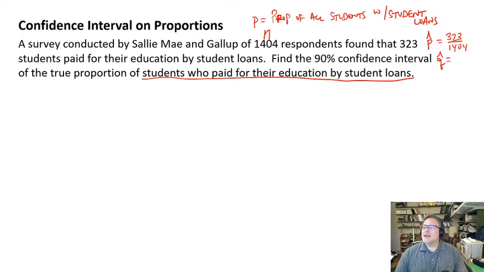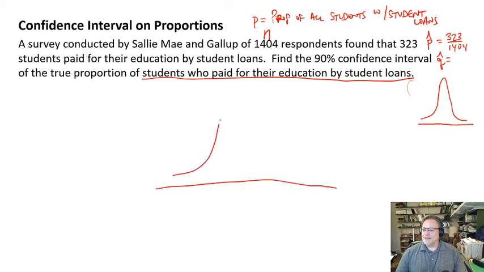What's this? Oh, find the 90% confidence interval of the true proportion of students who paid for their education by student loans. Okay, so how do we know what the z value should be here? Well, let's first of all take a moment here. Let me actually put this front and center here. Let's bring back our friendly neighborhood normal distribution here.